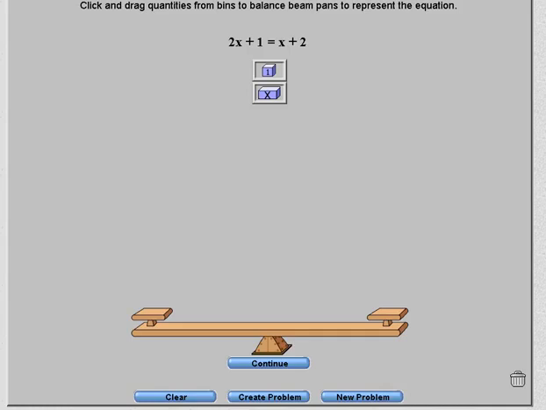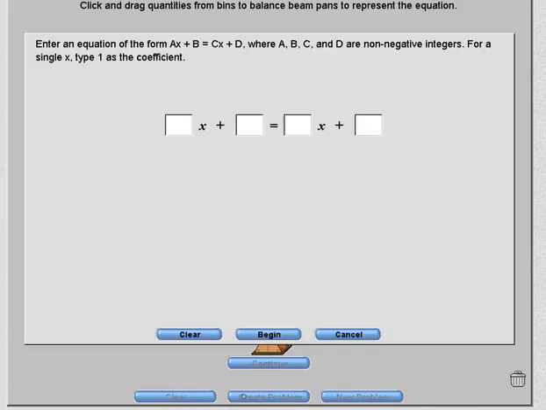So this video is looking at using the Algebra Balanced Scales Virtual Manipulative. And the first thing that I want you to do is to create your own problem. To do that, you're going to click Create Problem. In this box here, you're going to put 1x plus 3, and then you're going to put plus 8. We're going to leave this one here blank, and then I want you to hit Begin.